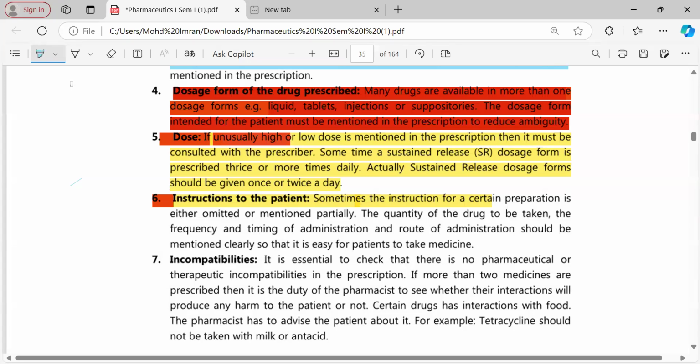She doesn't know the instructions. Calamine lotion is to be applied on the skin, right? And paracetamol syrup is to be given orally.